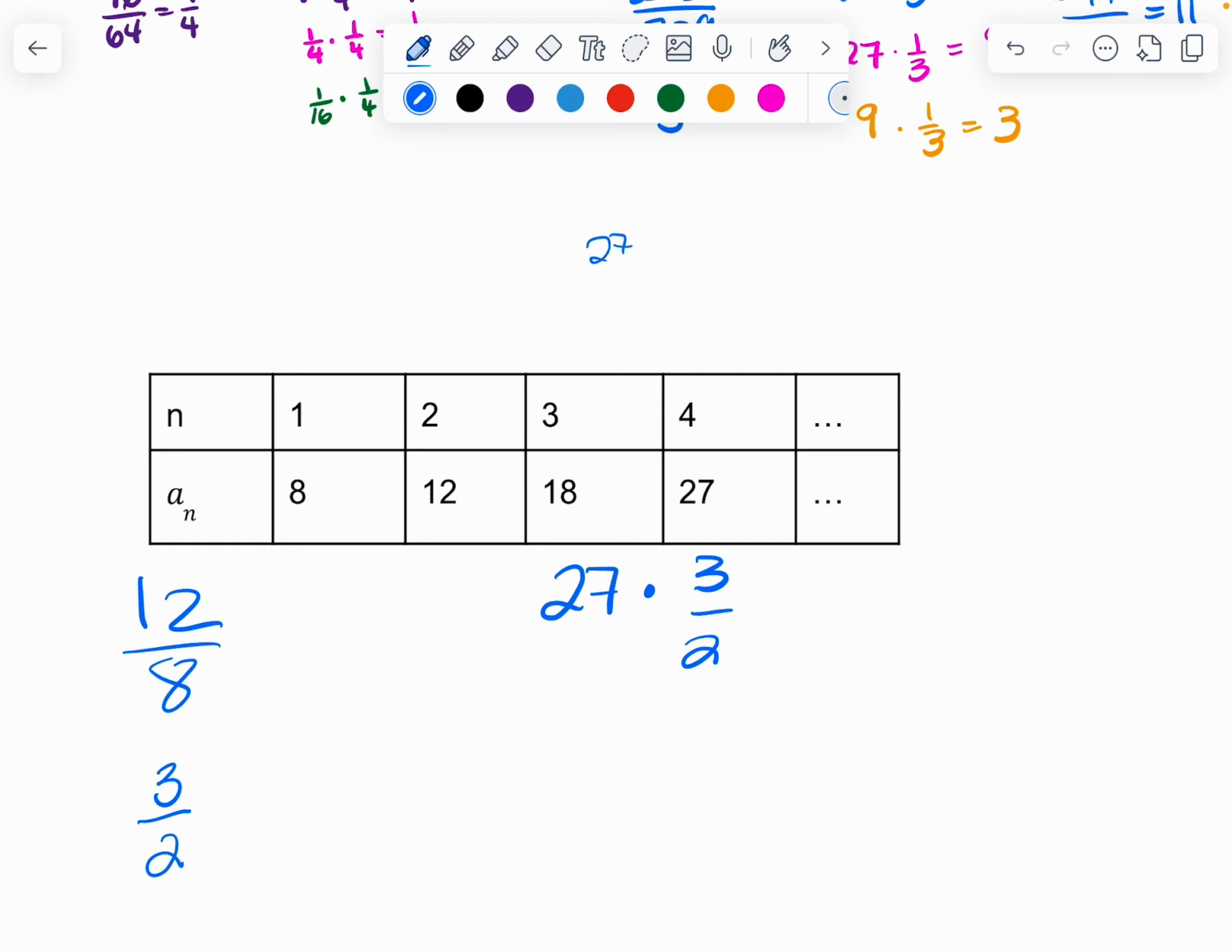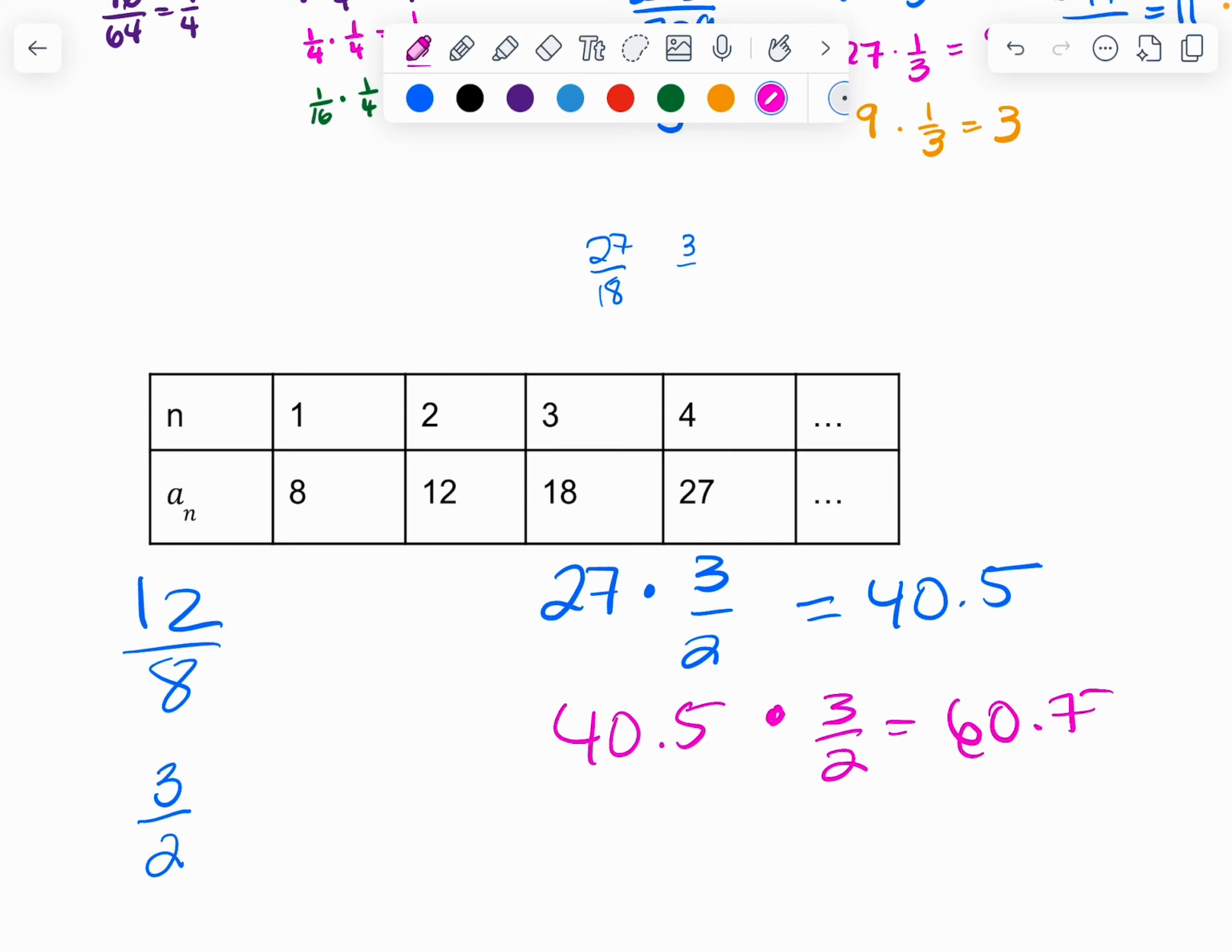(27 over 18). 9 goes into that 3 times. Yeah, I did it right. Just making sure. So I multiply that and I get 27 times 3 divided by 2, and I'm going to get 40.5. And then I'm going to take 40.5 and multiply that by 3 over 2, which is 1.5. 60.75.